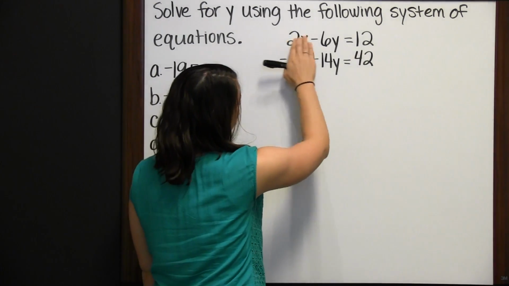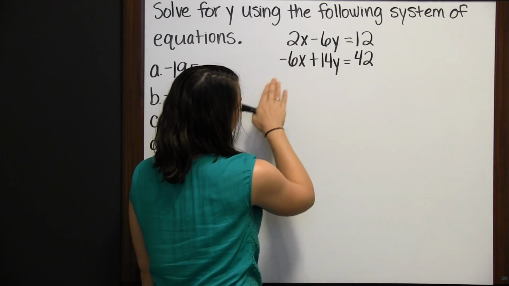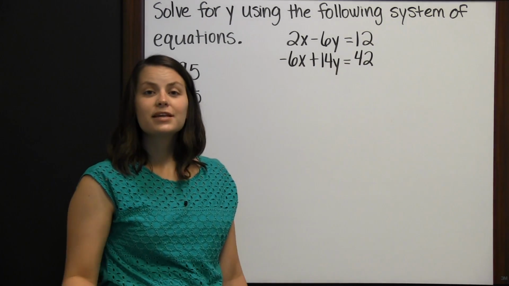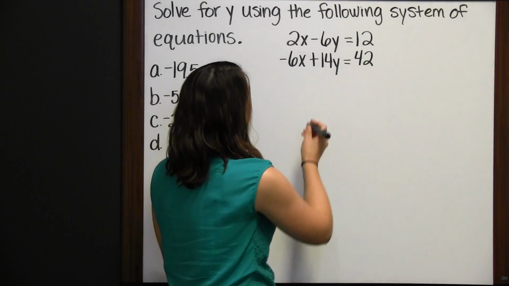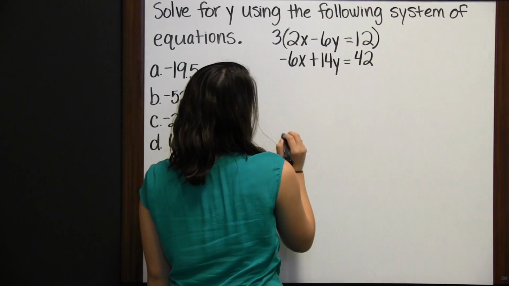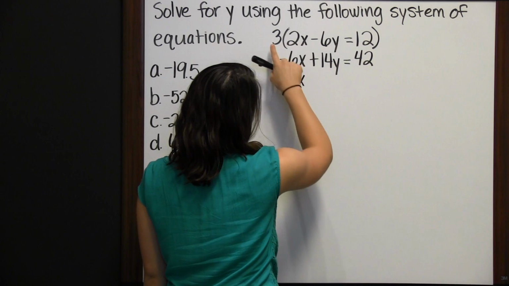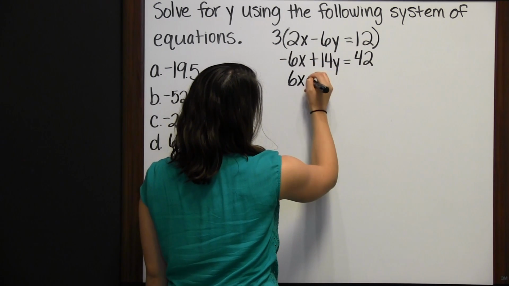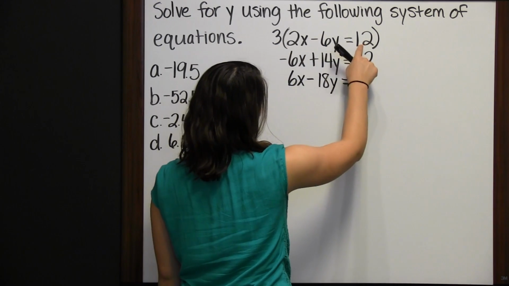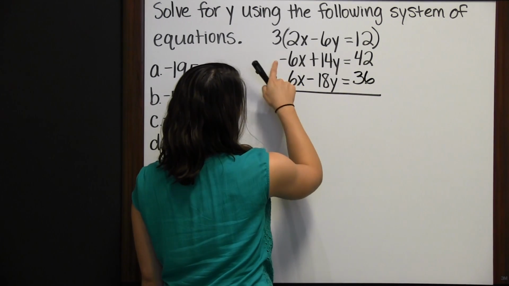Because if I multiply this top equation by 3, I'll have a positive 6x term and a negative 6x term that will eliminate, thus allowing me to solve for y. So I'm going to multiply this entire top equation by 3. 3 times 2x is 6x. 3 times negative 6y is negative 18y. And 3 times 12 is 36. Now I'm just going to add these two equations together.